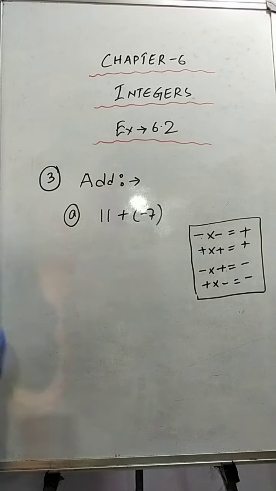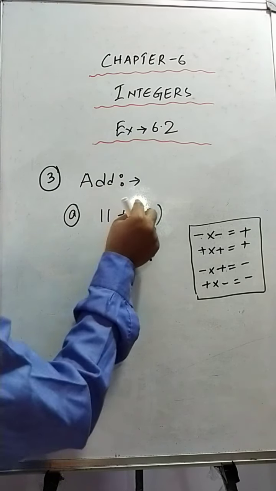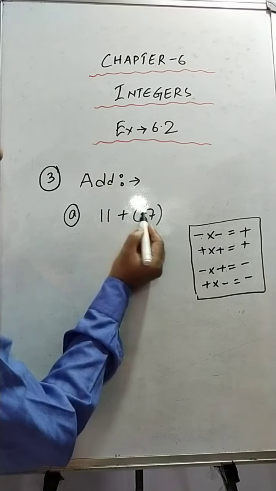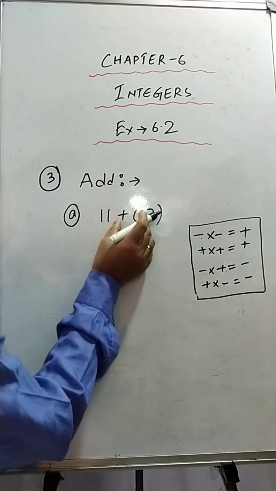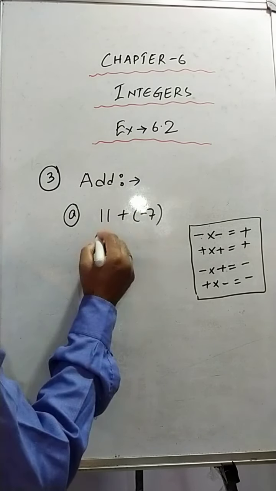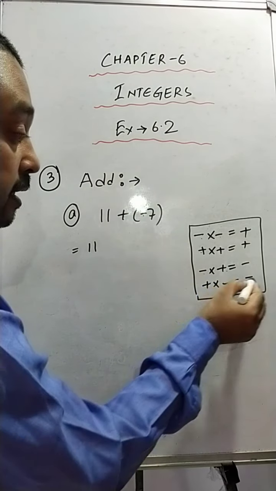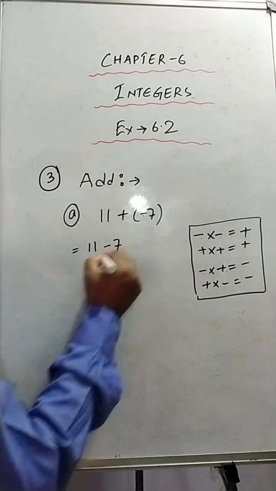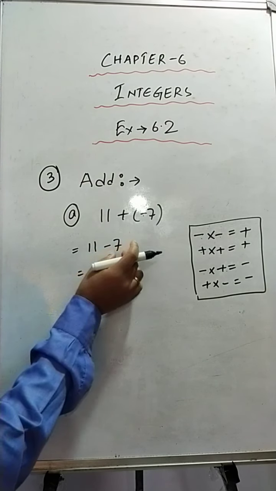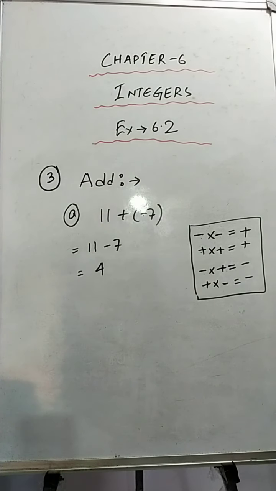Now let's proceed. In sum number A, we have 11 plus, inside the bracket, minus 7. Because the two signs are facing each other, we'll make it a single sign, just by multiplying these two signs. Plus minus is what? Minus. So we'll write minus. Now we just subtract 7 from 11. 11 minus 7 is 4. That's it, very, very easy.